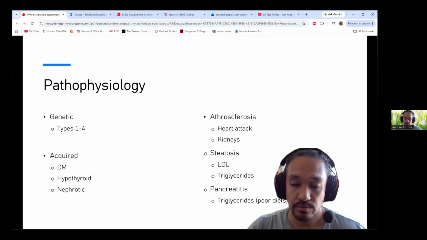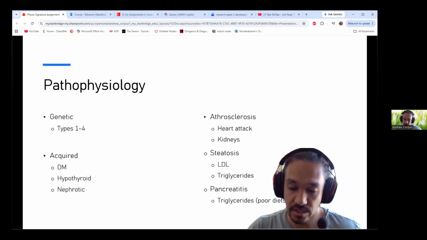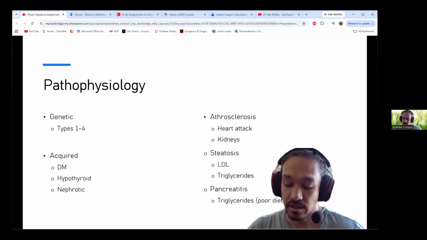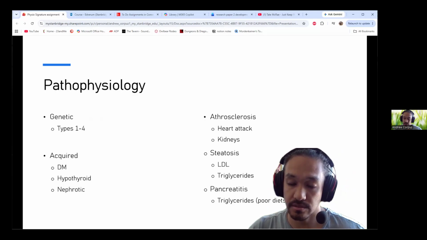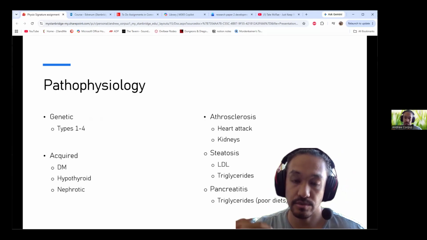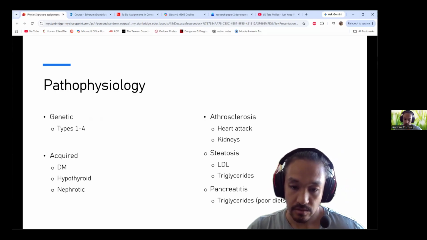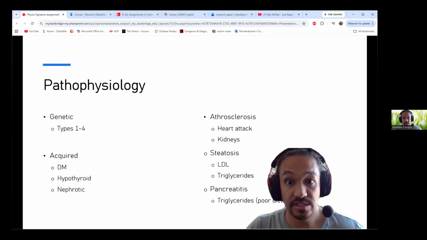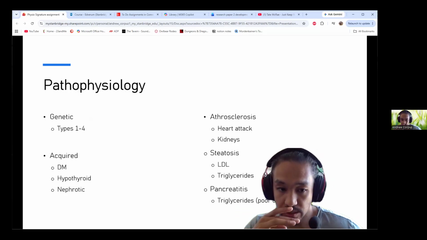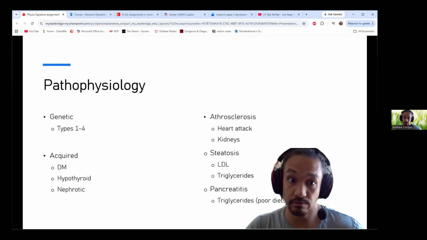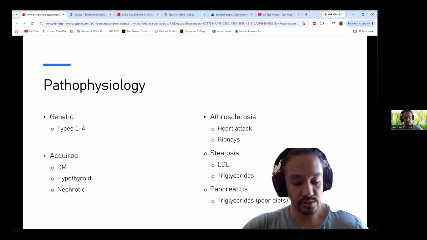So, our pathophysiology: when things go awry, whether we're getting too much accumulation of lipid cells in our bloodstream, or a lack thereof, in this case, too much. This can happen in a variety of ways. We'll go over this briefly.